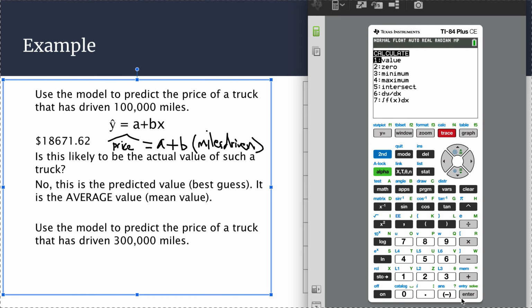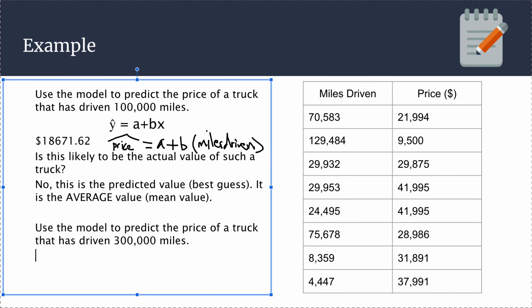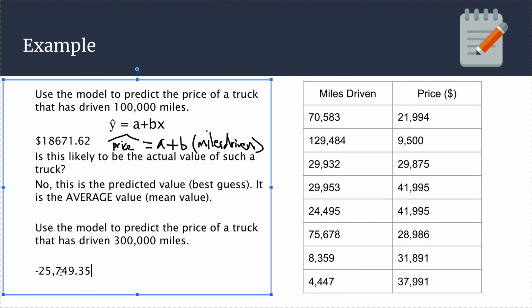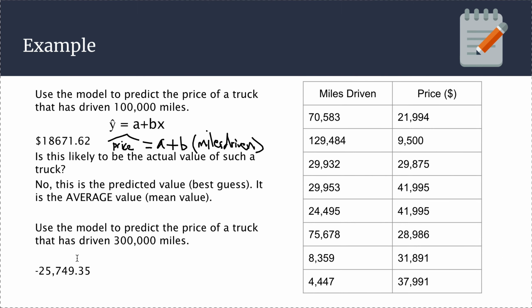Second, calc, 300. All right. It says the predicted value is negative $25,749 and 35 cents. Now we go, well, wait a minute. Does that even make any sense? And the answer is no, it doesn't, right? Basically, that would mean if I was trying to sell this truck, I would pay you about $26,000 to take this truck off my hands.